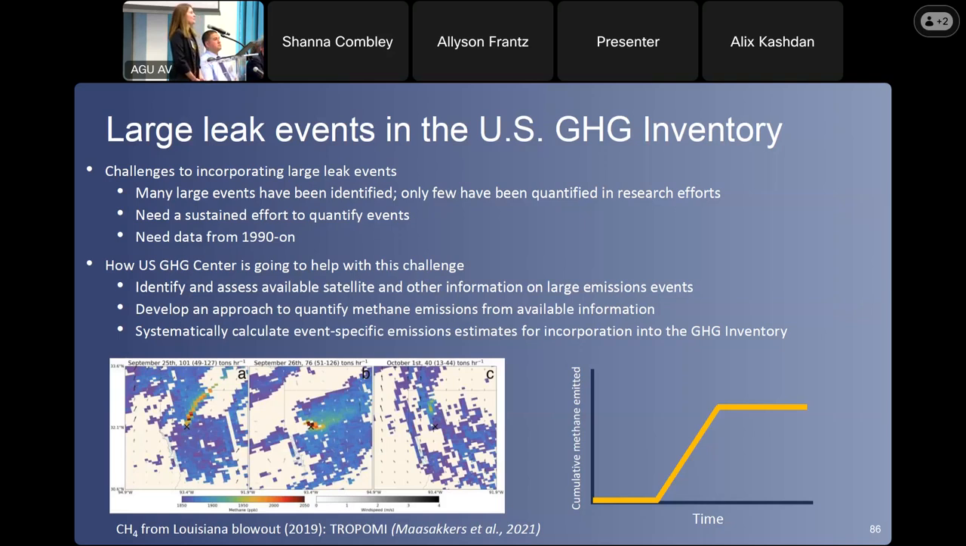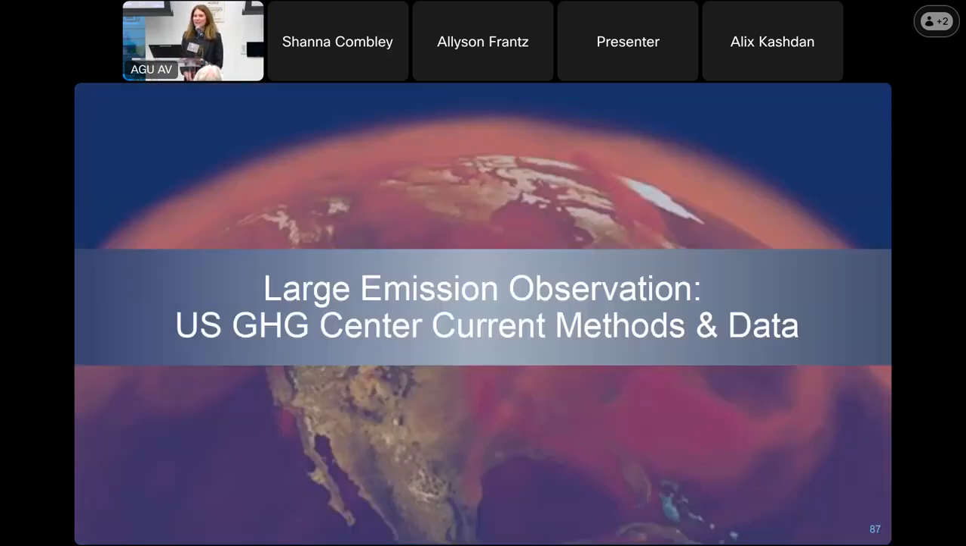So the US GHG Center is going to help us with this challenge in 3 areas. First is identifying and assessing available satellite and other information on large emissions events. Second is developing an approach to quantify methane emissions from available information. And then third, systematically calculating the event-specific emissions estimates so that we can incorporate them into the greenhouse gas inventory. I think that concludes the overview of that use case within this focus area. I will turn it back to Dana or to Andrew.